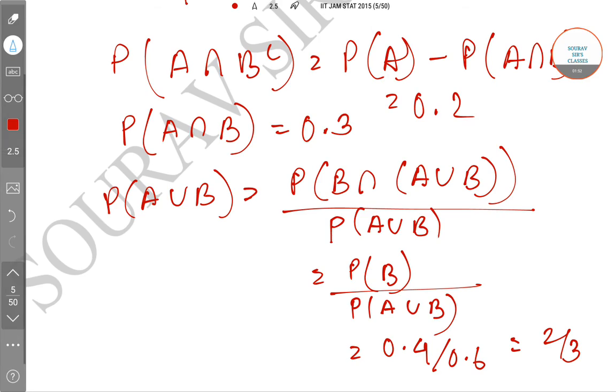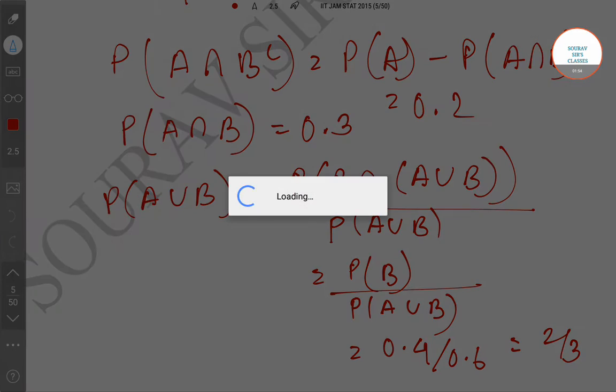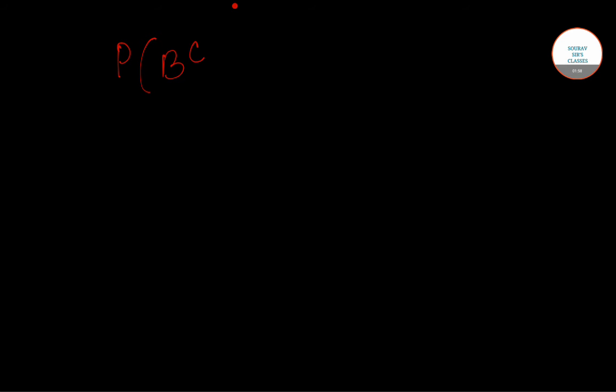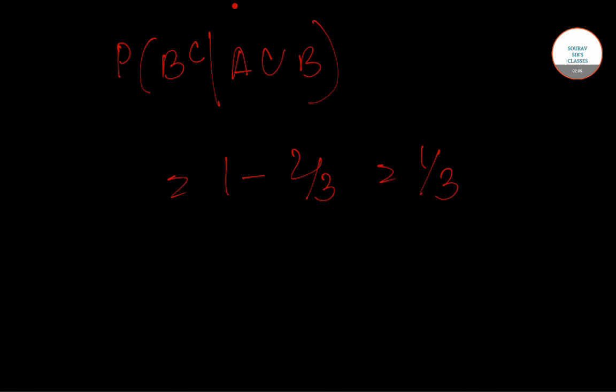Let me add a page. So probability of B complement given A union B is equal to 1 minus 2 by 3, which is equal to 1 by 3. So our correct option is 1 by 3.